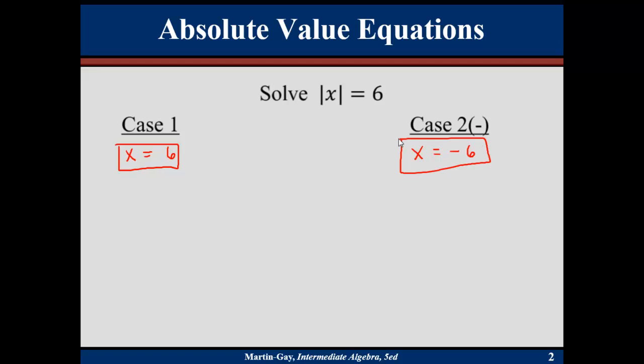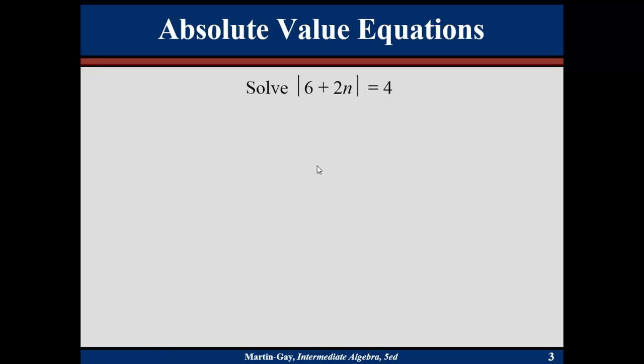And remember, you can check your answers by placing them back into the original problem. So if I replace x with 6, the absolute value of 6 is 6. If I replace x with negative 6, the absolute value of negative 6 is also equal to 6. So you'll have two possible answers with each of your absolute value equations or inequalities.